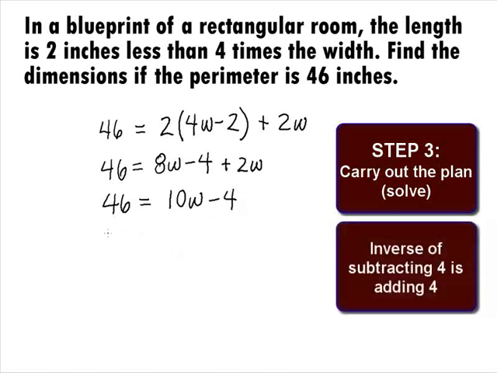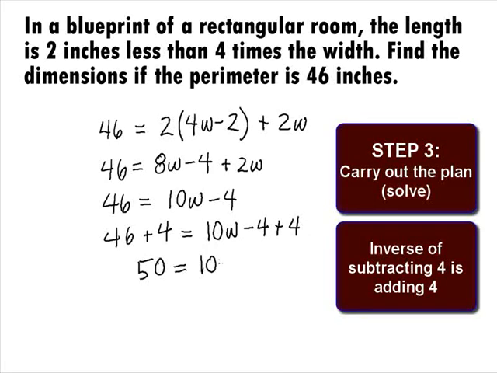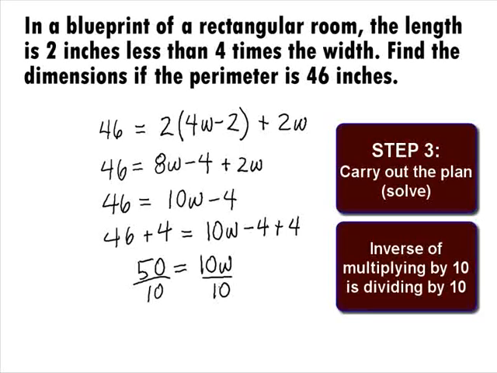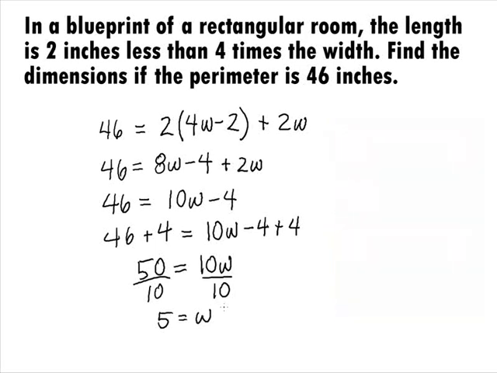Next we can do the inverse of subtract and add 4 to both sides. This gives us 46 plus 4 equals 10W minus 4 plus 4. This will leave us with 50 on the left side equals 10W on the right side. Finally, we can do the inverse operation of multiply by dividing both sides by 10 and get 50 over 10 equals 10W over 10, which gives us 5 equals W.